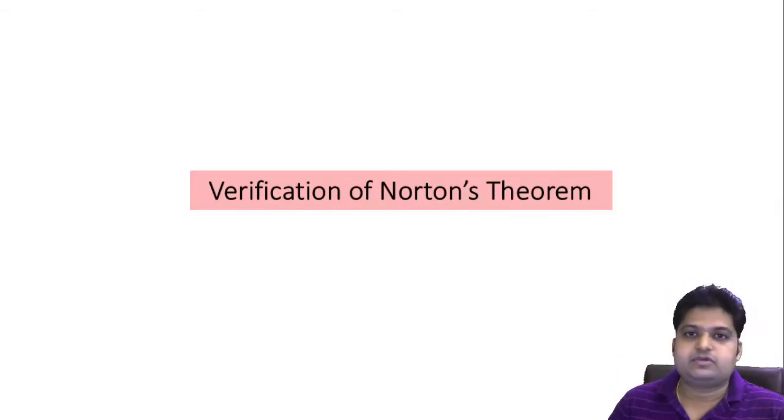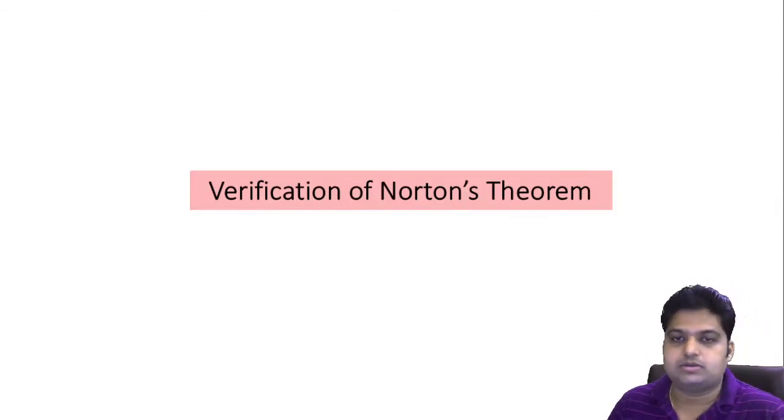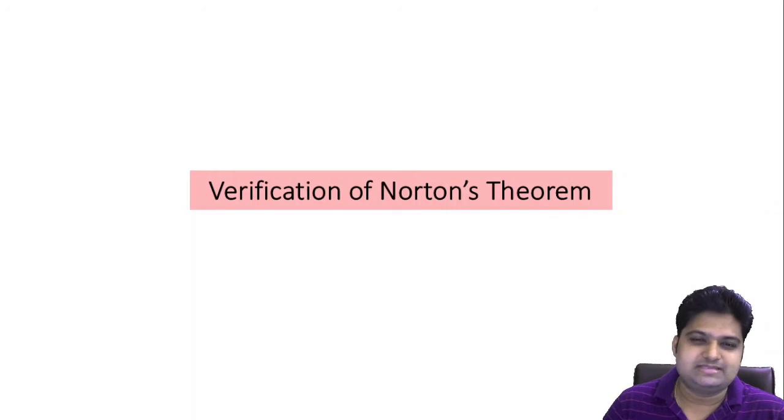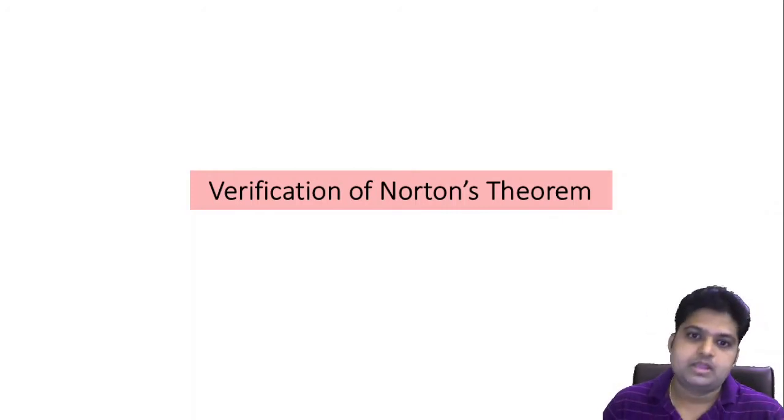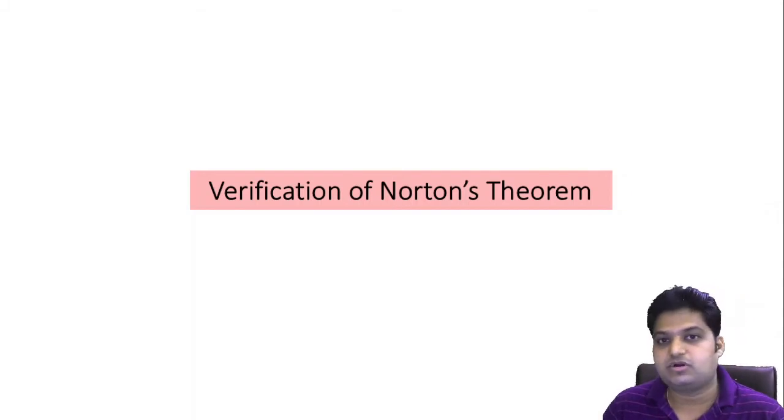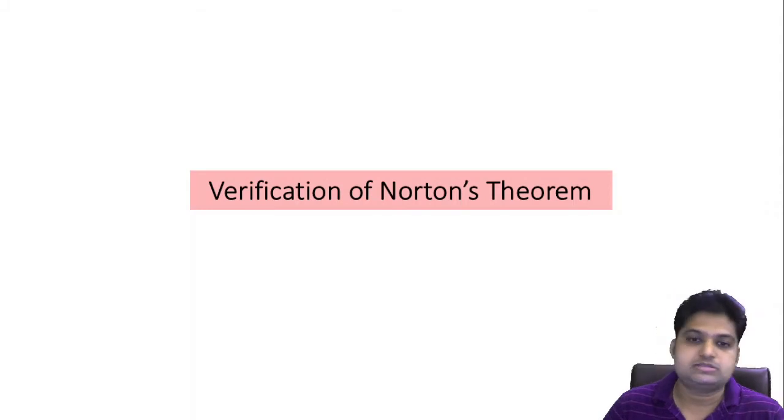Okay, so welcome back for a new experiment today, that is on Norton's theorem. It is very similar to the previous experiment that we did, that was Thevenin's theorem. But the only thing over here, instead of calculating the equivalent voltage, we'll have a current source. Okay, so let's see what this experiment is all about.